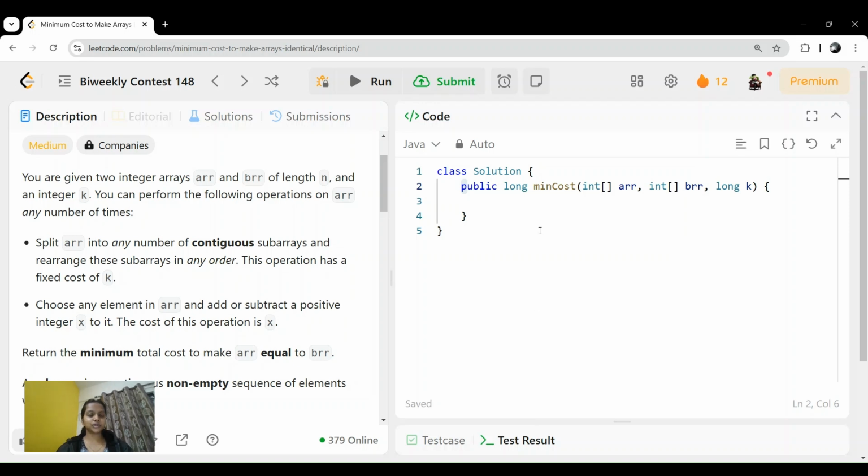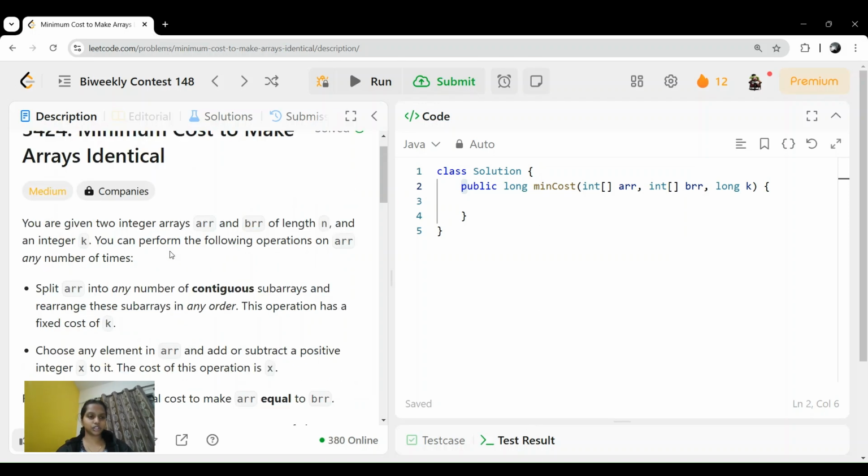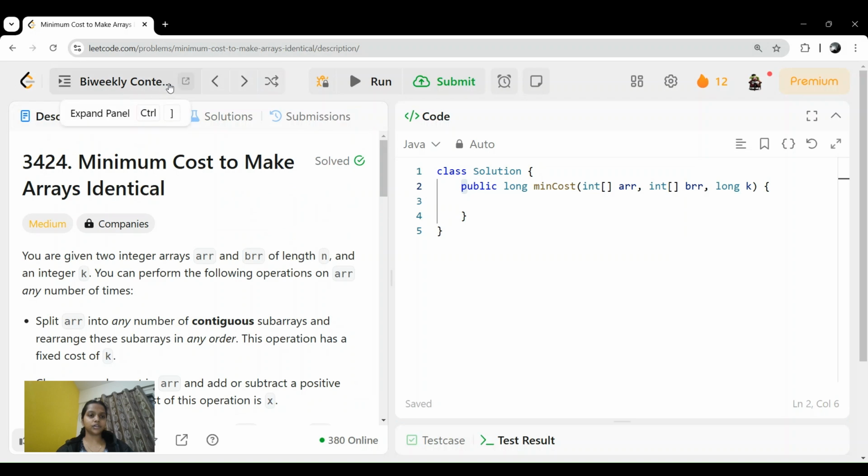Hello everyone. So today in this video we are going to solve a question of bi-weekly contest 148, which is a medium level question. So the question is minimum cost to make arrays identical.